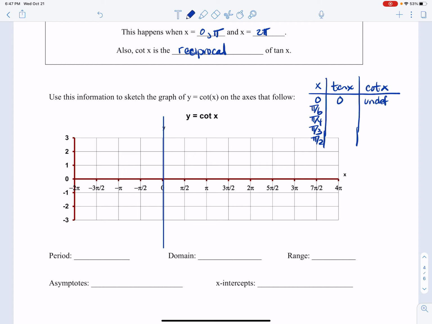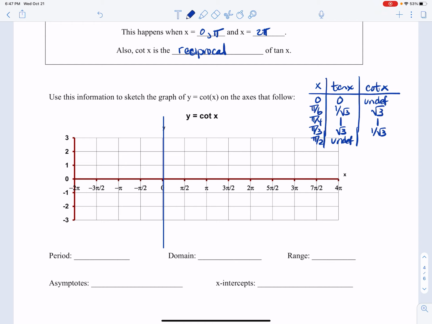So pi over 6, tangent was 1 over root 3, which means cotangent is root 3, the reciprocal, right? At pi over 4, tangent is 1, cotangent is 1. The reciprocal of 1 is itself. At pi over 3, we had square root of 3, which means here we have 1 over root 3. Now, pi over 2 is kind of a weird one, but I'm going to call that undefined for tangent.